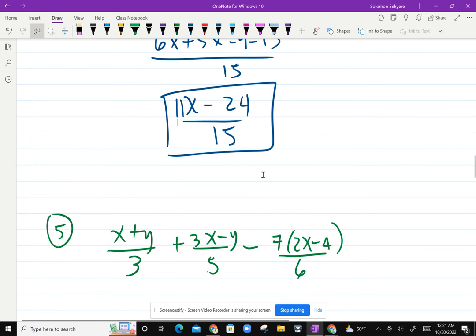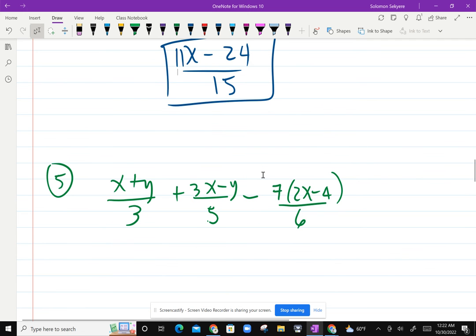All right, what about this one? Try this. Pause the video, review everything I've done, and make sure you get the same answers. Don't be in a hurry to go through this video and say you're done. Go step by step. Then come to number 5. What did you get? Did you use the LCM of 3, 5, and 6?